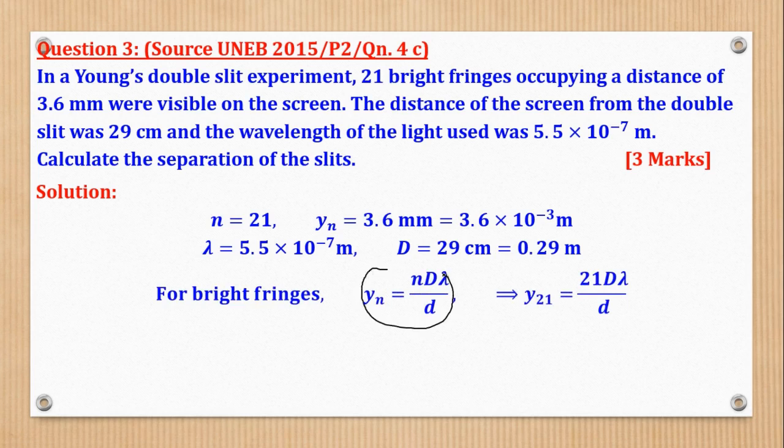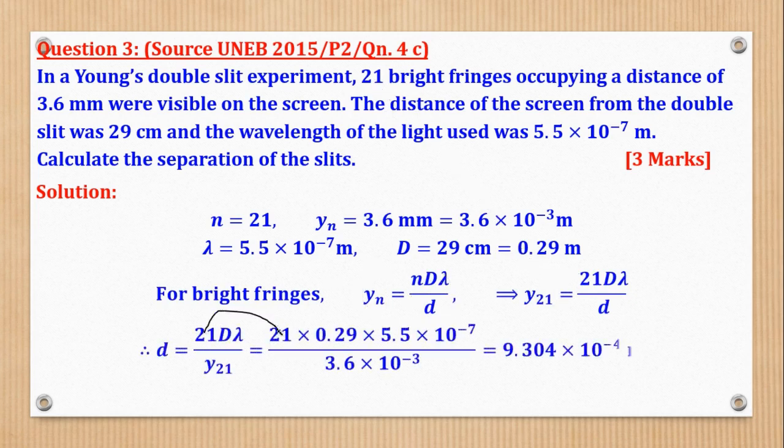is the formula we have, but n is 21, so where there is n, you put 21 and then make small d the subject. So 21 is here, capital D, wavelength, and y21 to give you this as the answer. And that's what they wanted.